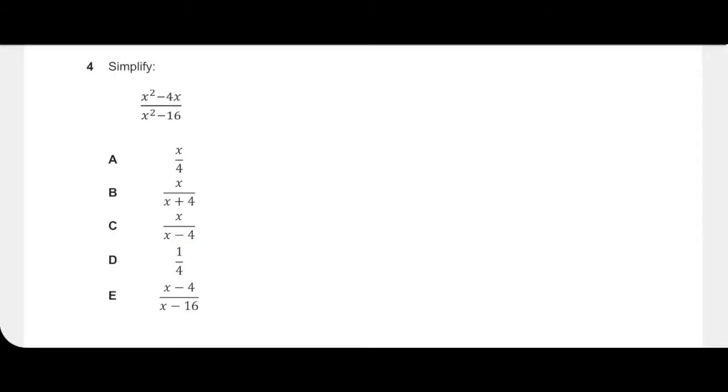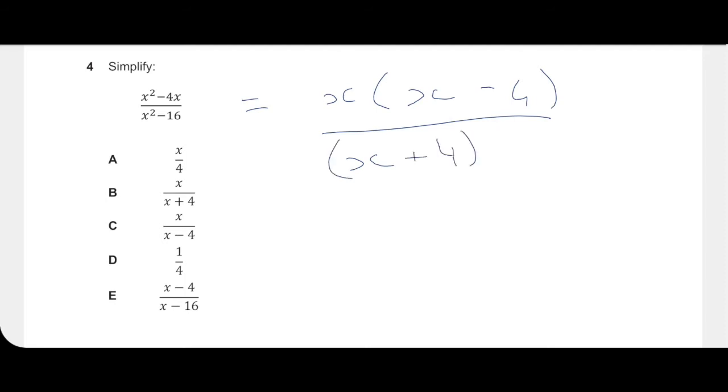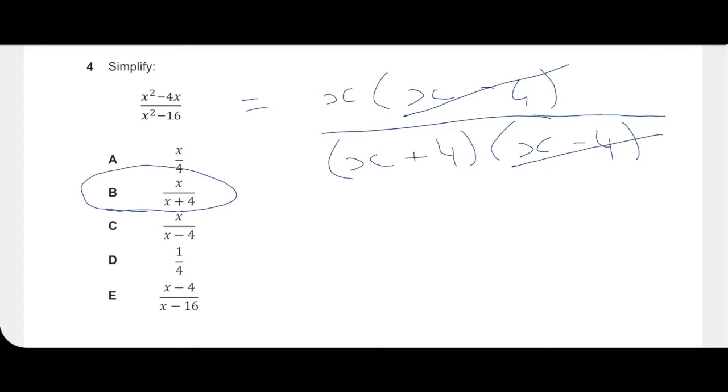Question number 4. Simplify x squared minus 4x over x squared minus 16. This is a simple simplification of this expression, using your knowledge of quadratics. So we can remove x from the numerator. So x minus 4 over, this is a difference of two squares, x plus 4, x minus 4. And do we have any common factors on the numerator and denominator? Yes, we do. x minus 4, we cancel them out. We're left with x over x plus 4. And the correct answer is B. And that is question number 4 completed.